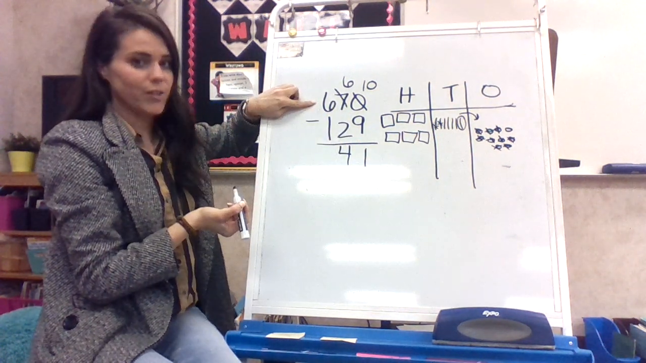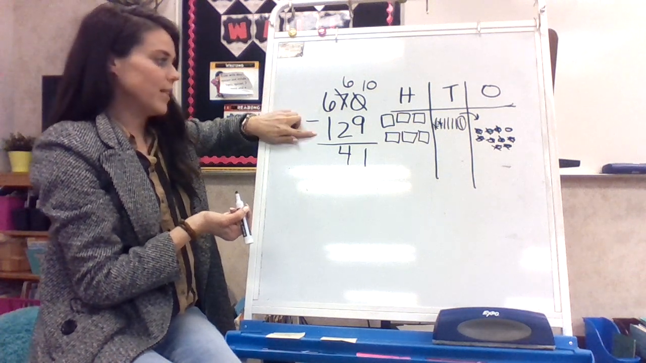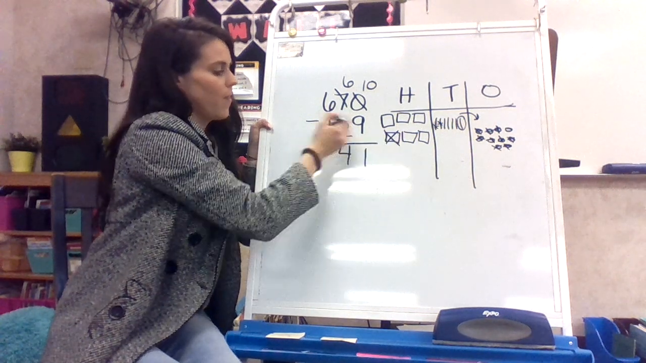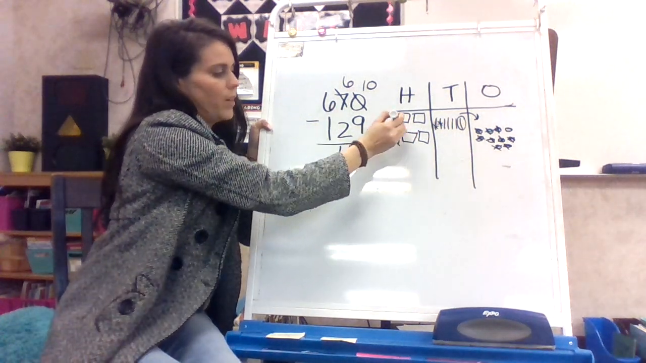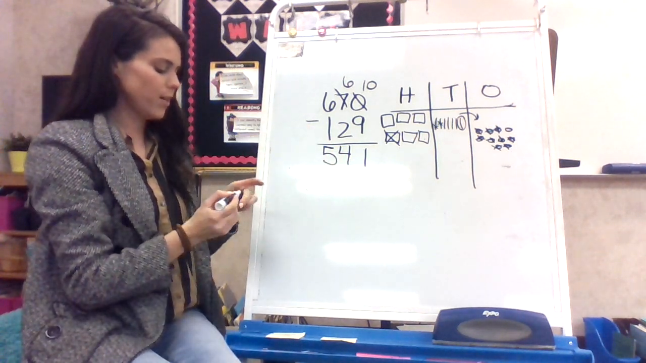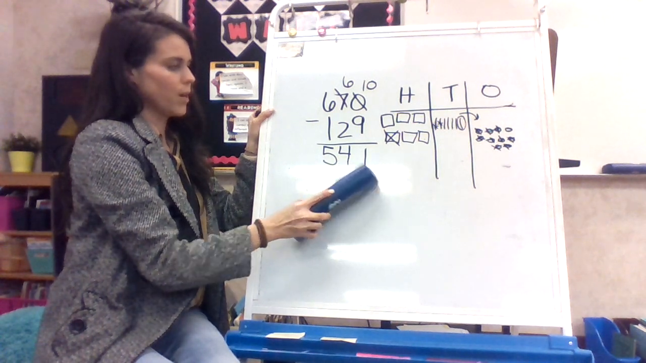Now we're going to come to the hundreds place. There is more on top, so we do not need to stop. We can take away 1 from 6. So we're going to take away 1 hundreds block from 6 of them, and there are 1, 2, 3, 4, 5. There are 5 left. Okay, so this is our first problem. So our answer is 541.